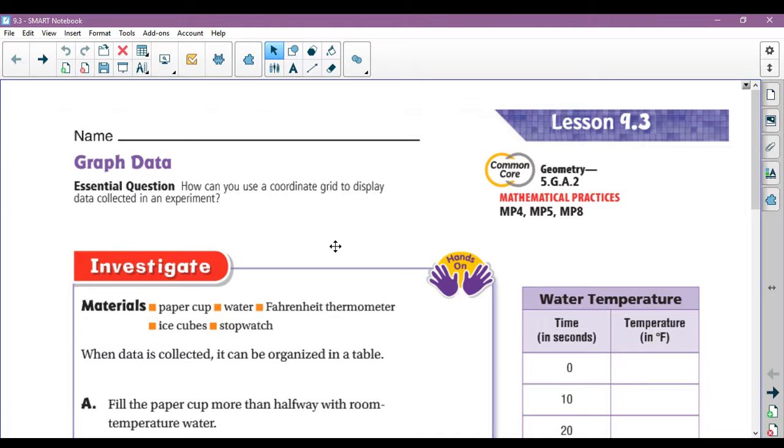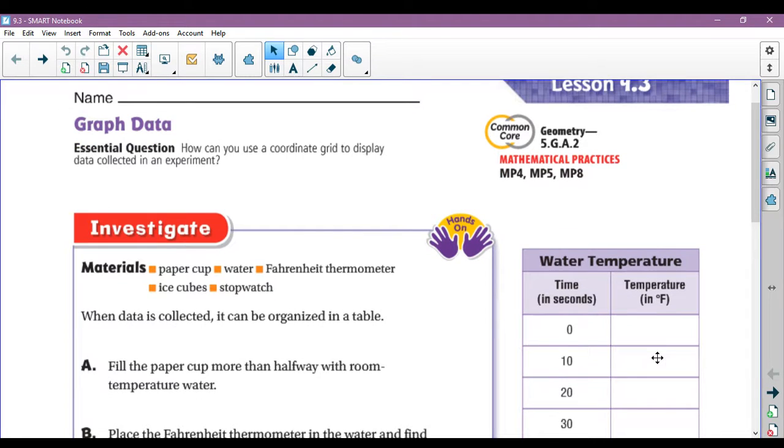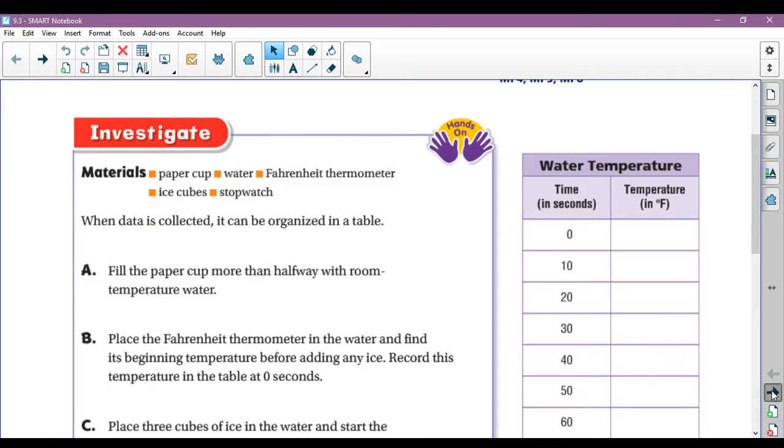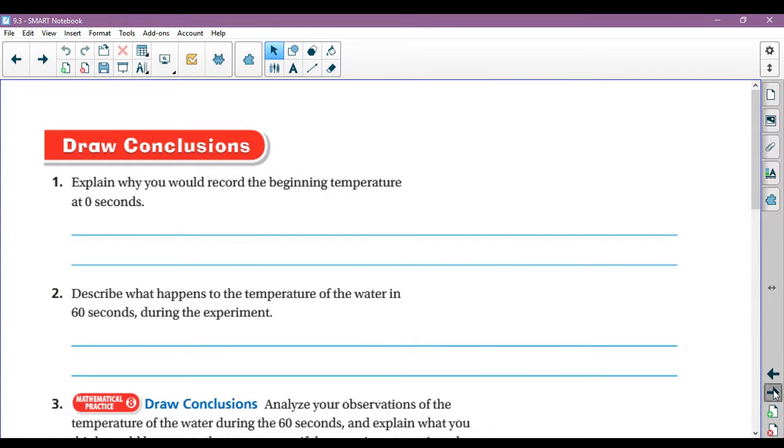Okay, so for this lesson, our essential question is, how can you use a coordinate grid to display data collected in an experiment? Now, on this first lesson here, they actually have you do a little bit of a science experiment using ice cubes and water and then logging the temperature. Unfortunately, I don't have a thermometer at home that I can do this with all of you, so I'm going to skip on to the next one.